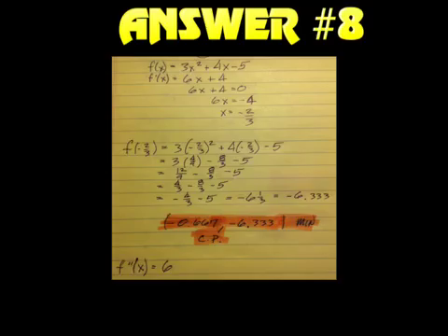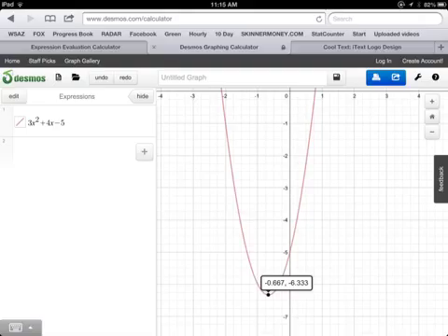Alright, number 8. Negative 2/3. Plug it back in and get a point of negative 0.667 and negative 6.333. First derivative test is positive, so that makes that a minimum. And here is the verification for that.